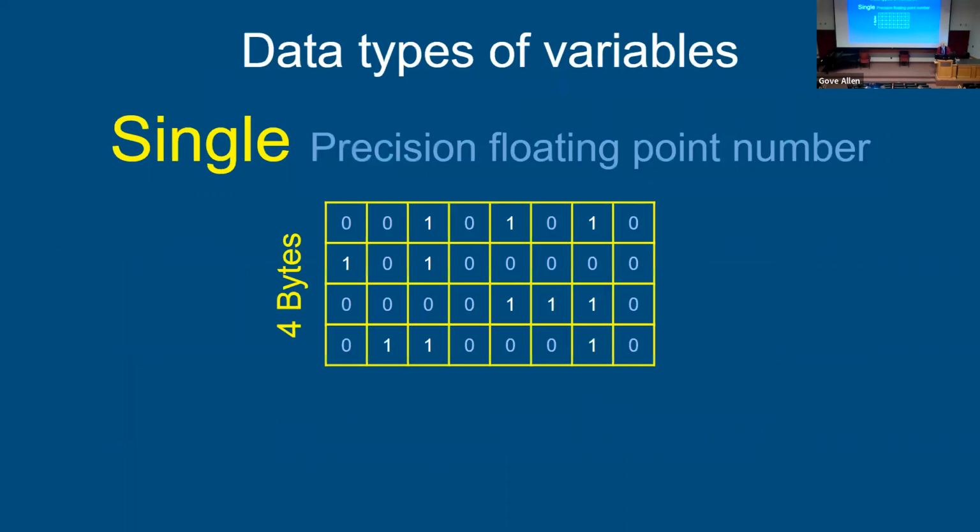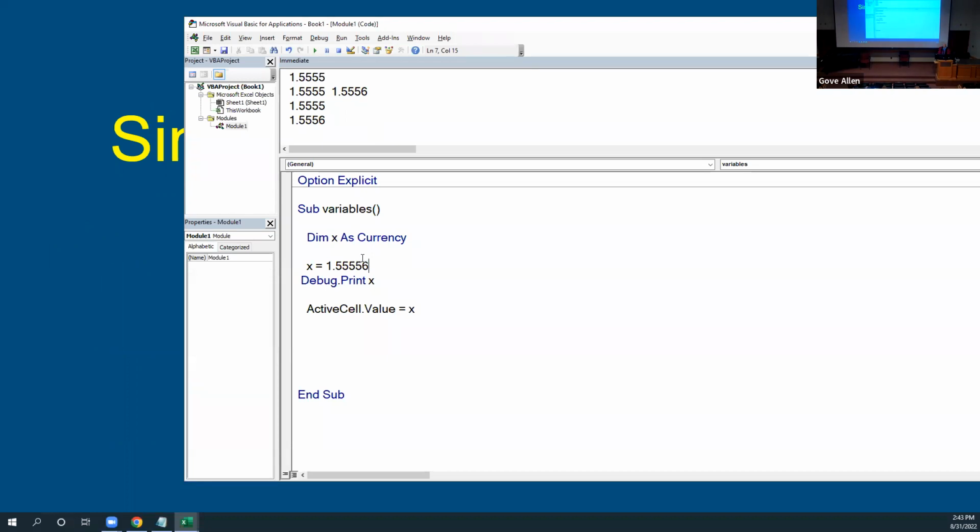Okay, so the data types that we have of these floating point numbers, the first one is called single, and it's short for single precision floating point number. So the data type is single. If we're declaring a variable of that type, instead of currency, now we can say single, S-I-N-G-L-E. Single has 8 significant digits, or is it 7? 7 or 8 significant digits.